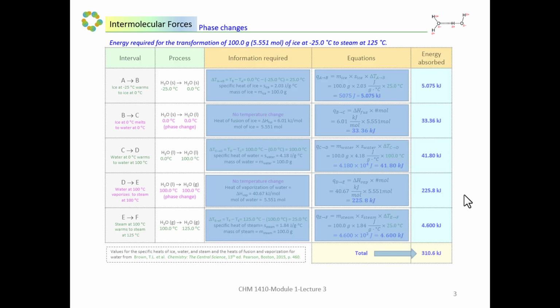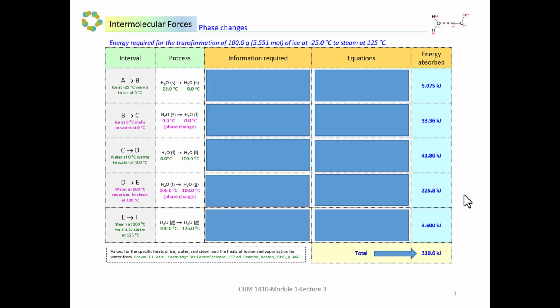Now what I did here was throw this big table at you all at once, but I want you to notice some things about it. The first two columns of this table is simply the table I just showed you on the previous slide, where we broke the process up into the 5 different intervals.